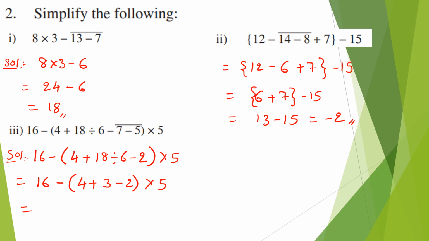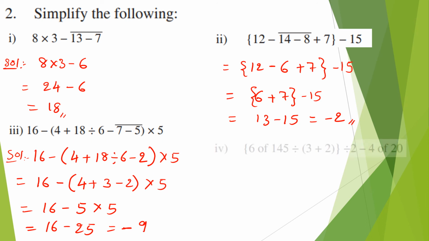Now 16 minus. First calculate inside the small brackets and remove them. 4 plus 3 is 7. 7 minus 2 is 5. Okay, 5 into 5. Now remove the small brackets. So that equals 16 minus 5 into 5. First we should multiply. 5 into 5 is 25. 16 minus 25, how much is it? That should be minus 9. Okay.